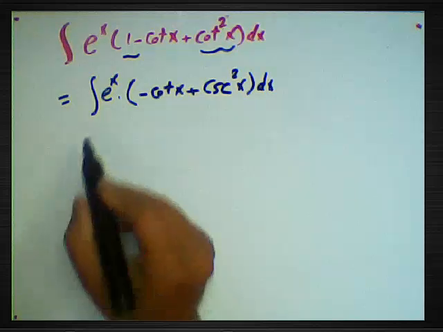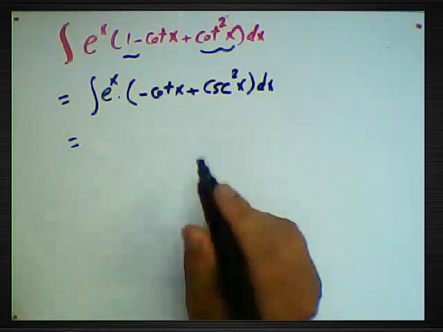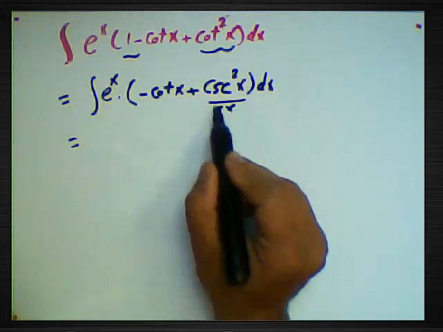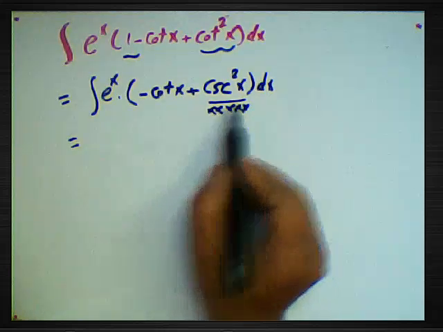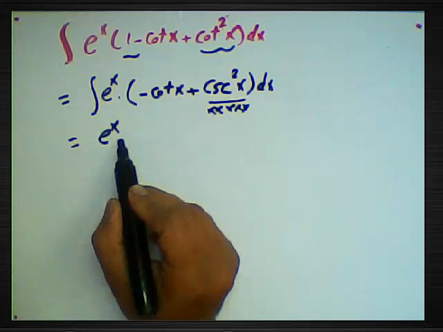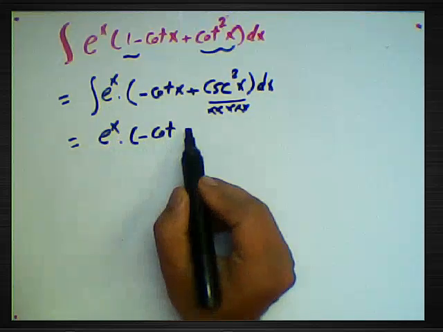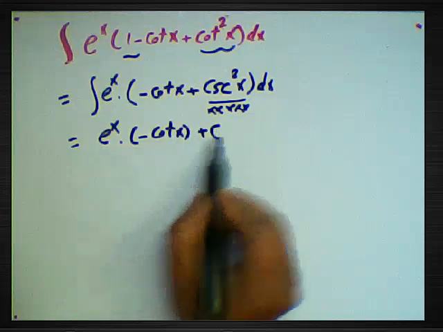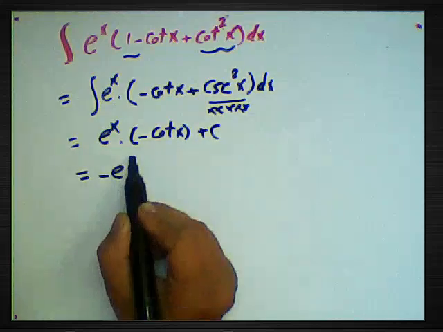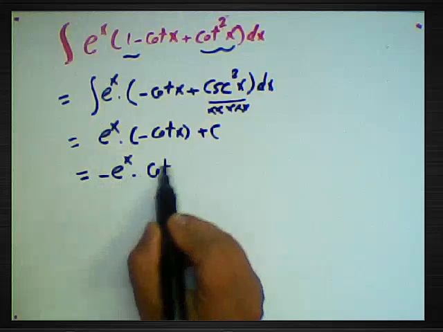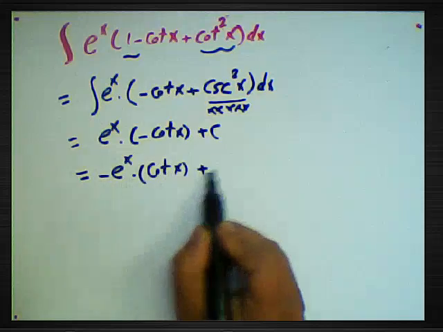Okay, so the result will be what we cancelled. We must cancel the derivative here and write e power x multiplication by the function here, negative cot x, plus constant. So the result will be negative e power x multiplication by cot x plus constant.